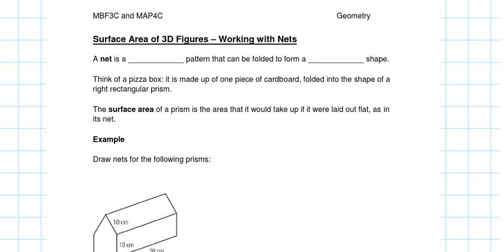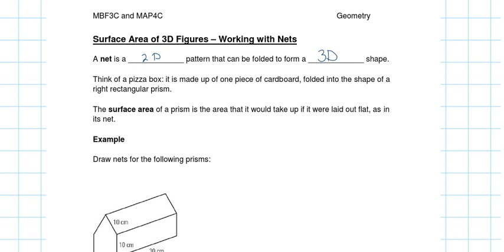So when I unfold my 3D shape, when I cut it and make it into 2D shapes, we call this a net. It's called a net. N-E-T. That's what it's called. Net. Okay? So a net is a 2D pattern that can be folded to form a 3D shape.